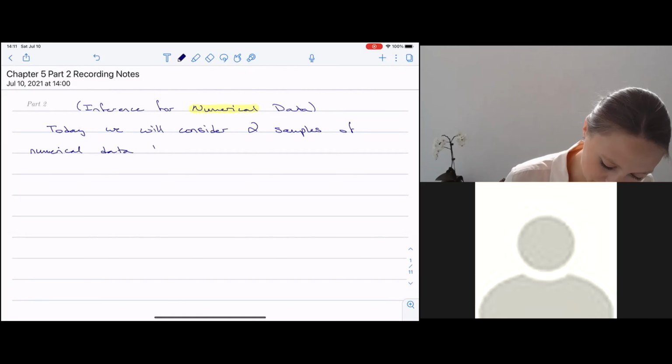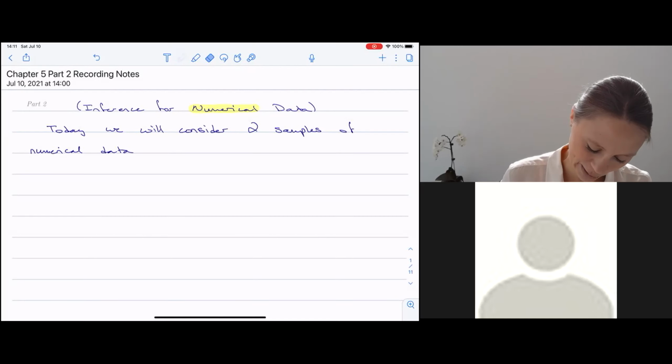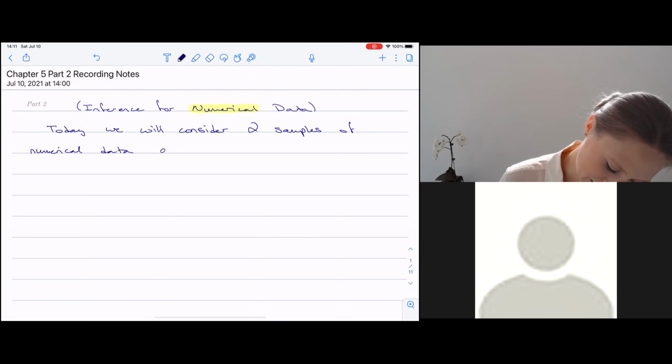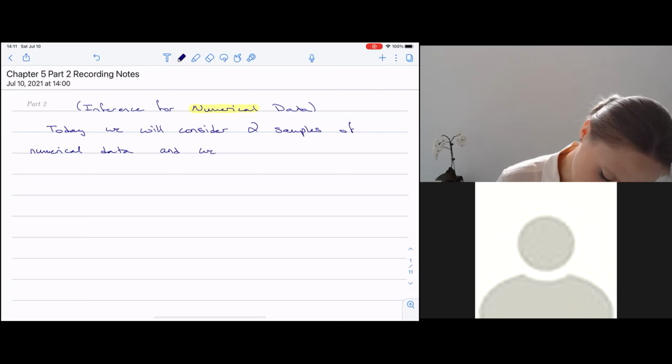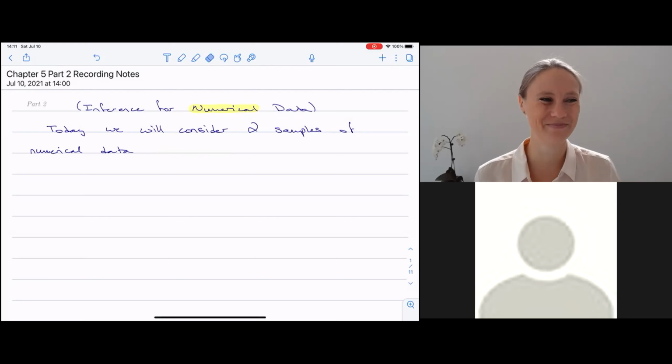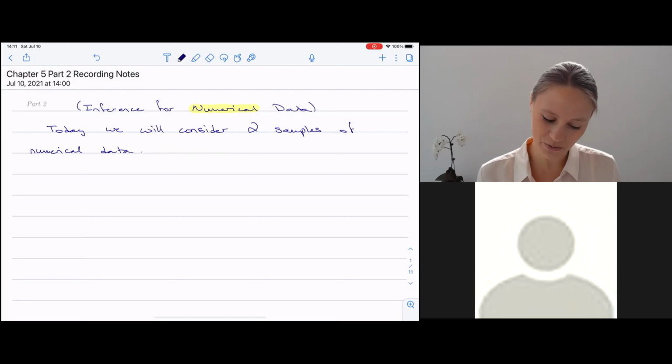Today we will consider two samples of numerical data.